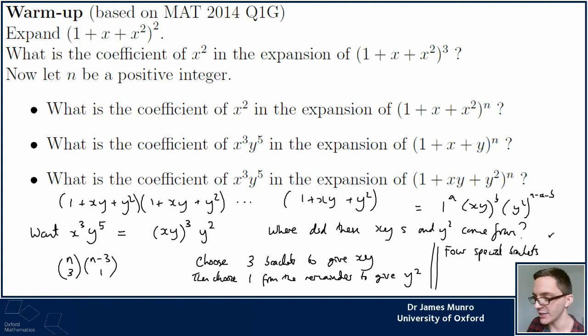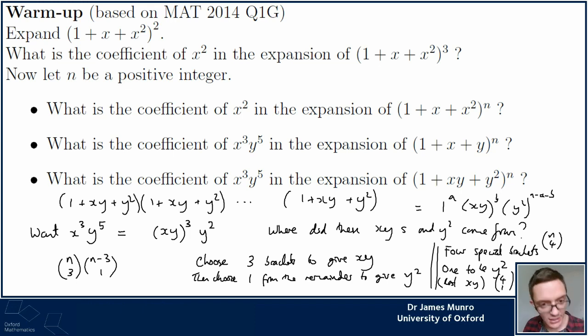So choose your special brackets and choose 4. And then out of my special brackets, I want one to be y squared. The rest are going to be xy terms. So I should multiply n choose 4 by 4 choose 1.